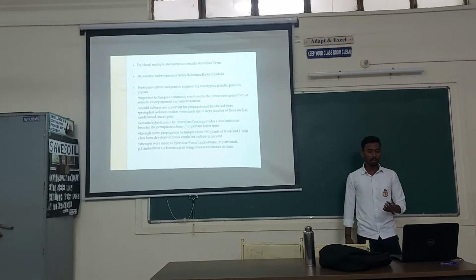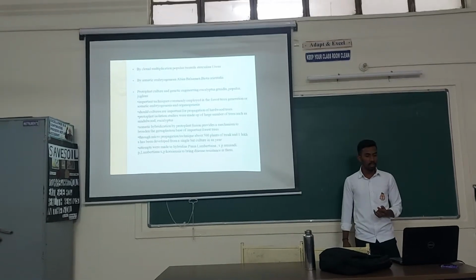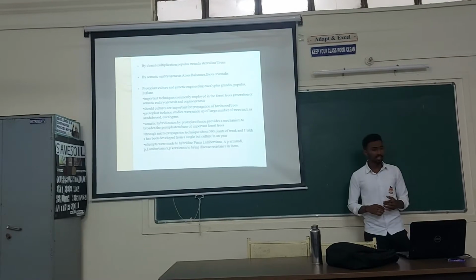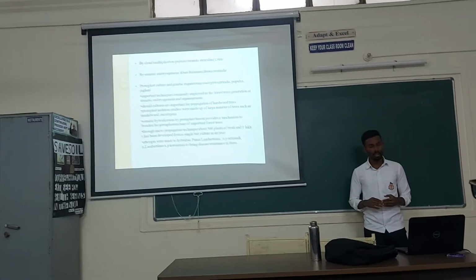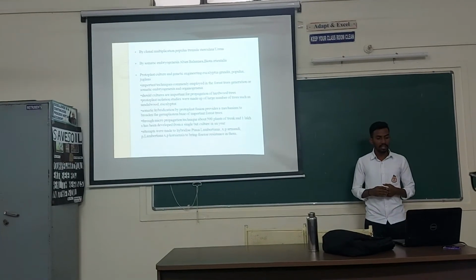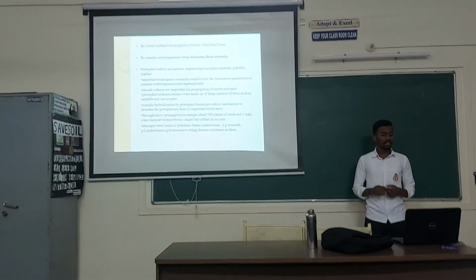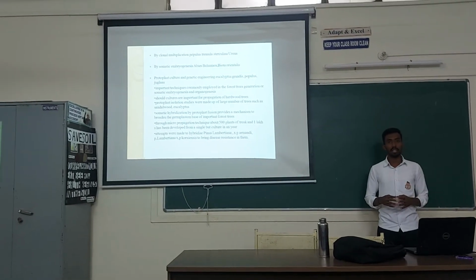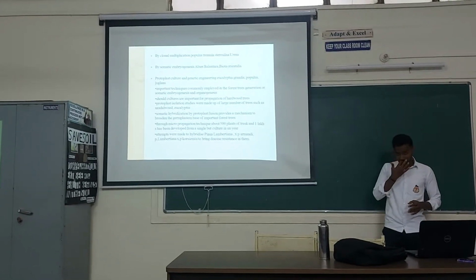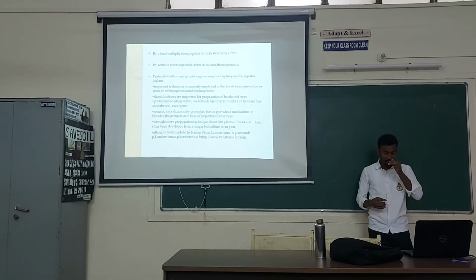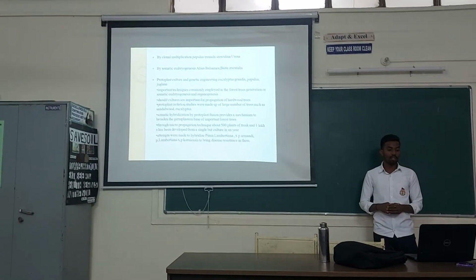Somatic hybridization by protoplast fusion provides a mechanism to broaden the germplasm base of important forestry species. Through micropropagation techniques, about 500 plants of teak and 1 lakh eucalyptus have been developed from a single bud culture in a year. So from a single bud, they have produced 1 lakh Eucalyptus grandis and 500 plants of teak.